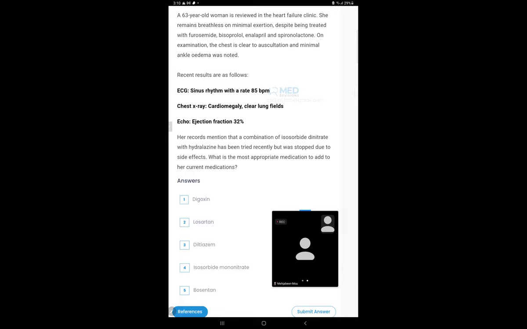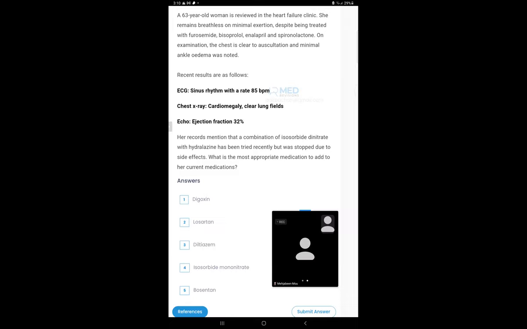But because we're just beginning to understand these things, we're going to start from the very beginning and read it. This one says a 63-year-old woman is reviewed in the heart failure clinic. She remains breathless on exertion despite being treated with enalapril and spironolactone. On examination, the chest is clear to auscultation. Minimal ankle edema was noted. Sinus rhythm is there, and cardiomegaly, the things that you find in heart failure.